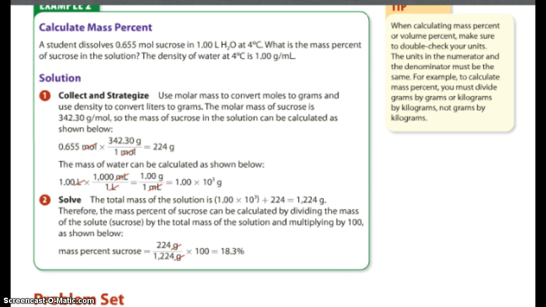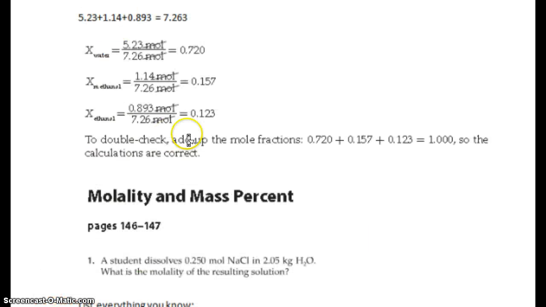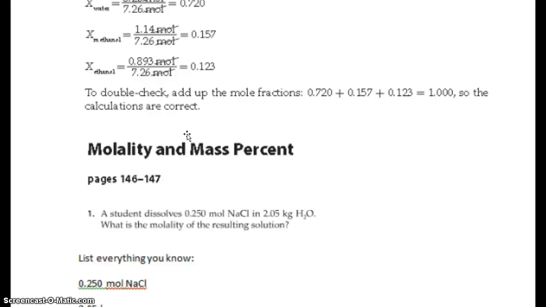All right, and then there are 3 problems for us to go over. And again, I just copy-pasted them in Word so I could have it all filled out for you ahead of time. A student dissolves 0.25 moles of salt in 2.05 kilograms of water. What's the molality of the resulting solution?